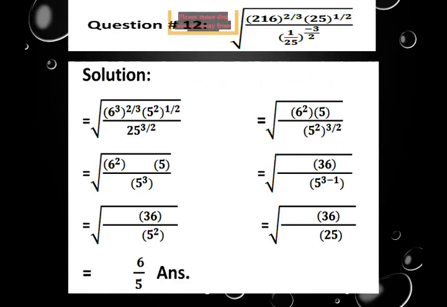In the next question, we have the square root of 216 to the power 2 over 3, times 25 to the power 1 over 2, upon 1 over 25 to the power minus 3 over 2. Right? The different factors, the radical is also here, and the exponents are in the form of fractions. Follow this. When you make the factors of the first one, 216, how many times will 6 be there? 3 times. So it can be written as 6 to the power 3, and the power 2 over 3.